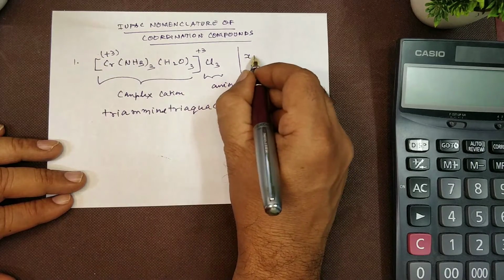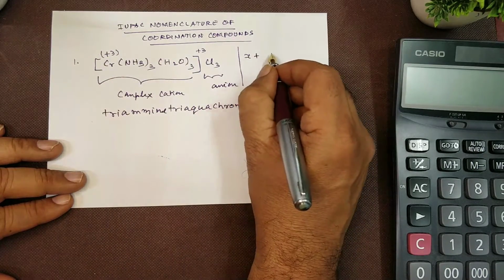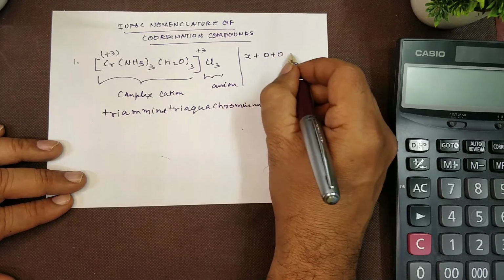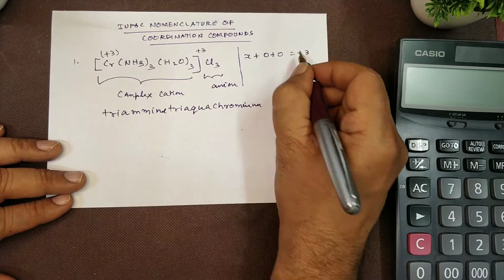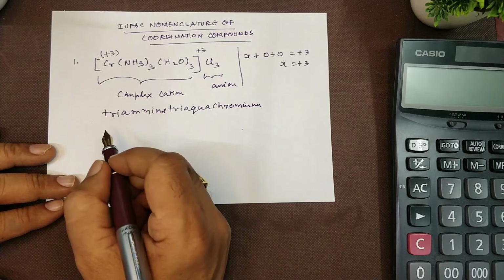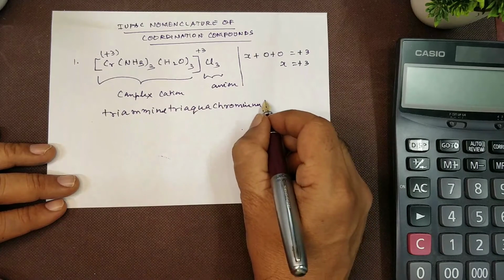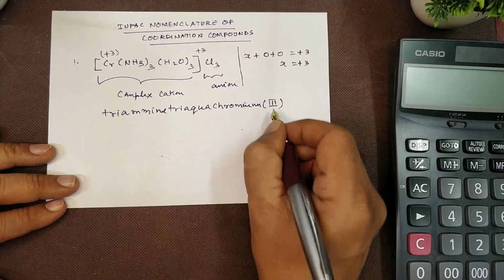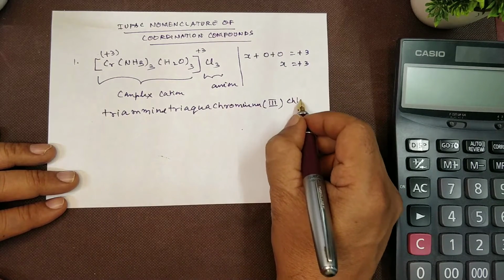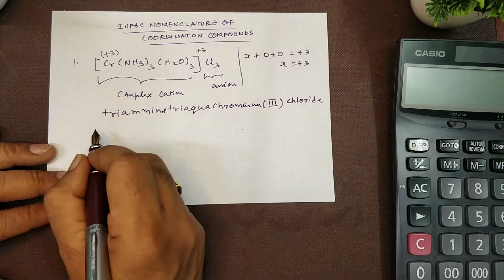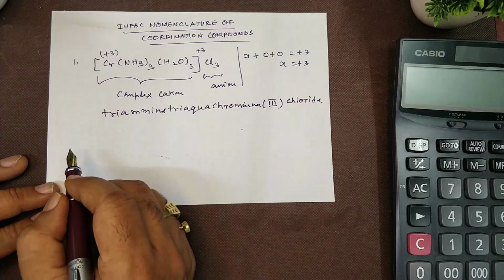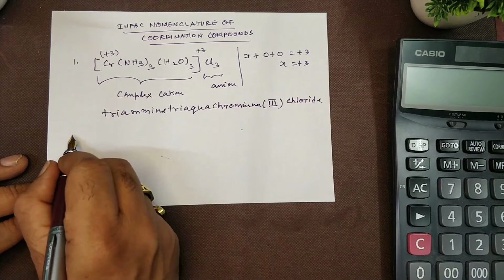Put X for chromium. And there is zero charge of ammonia. So 0 plus 0 for water is equal to +3. It means X is equal to +3. So chromium has +3 oxidation state, and that should be represented as Roman numeral 3. And then chloride. Okay, so this is the name of this complex compound. Shall we try the next one? Second.